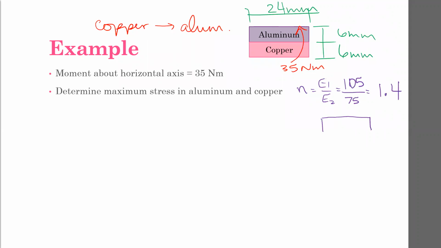You decided copper to aluminum? Yeah, and it was arbitrary. You could go the other way. So the aluminum stayed the same, the copper got bigger. And now this new dimension is 40% larger than 24. So the 1.4 times 24 equals 33.6 millimeters.